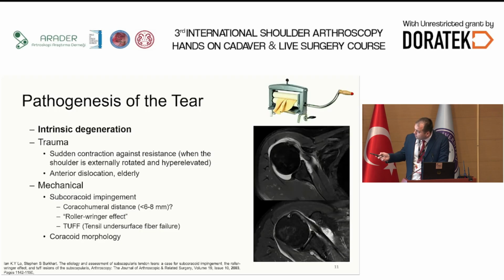As you see here, the posterior part of the subscapularis tendon is hyperintense. So in this mechanism, it's suggested that the tear starts from the posterior part, the articular surface, and the superior part. So that may be the reason for recognizing these lesions with arthroscopy.